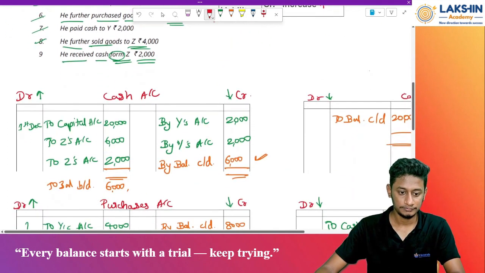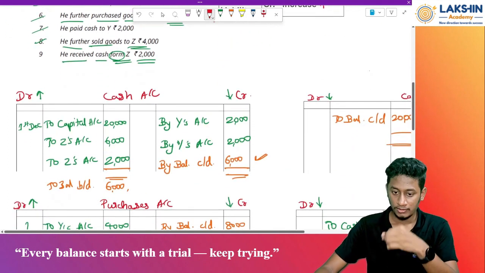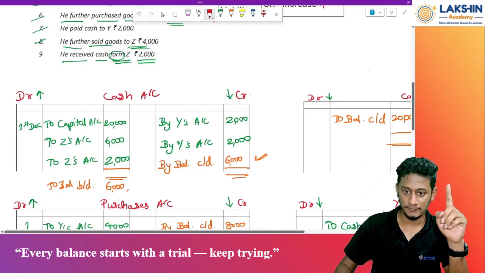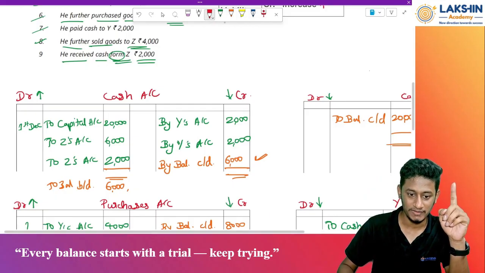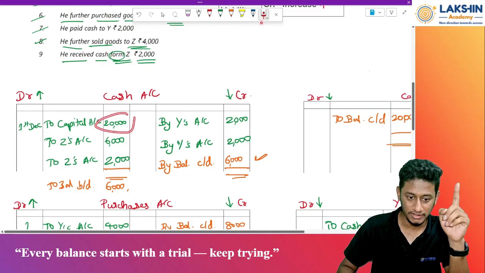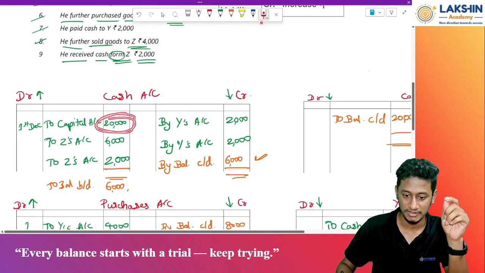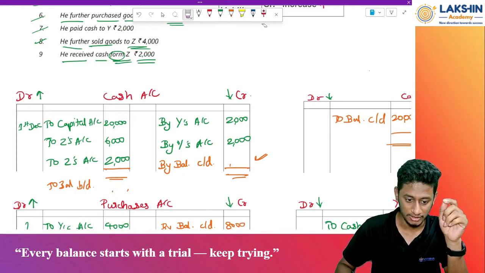Okay, I made a small mistake over here. This was 20,000 rupees. I've taken it as 2,000 rupees. Let me just correct it now. Just make small corrections. Okay, nothing changes. That's a small error.